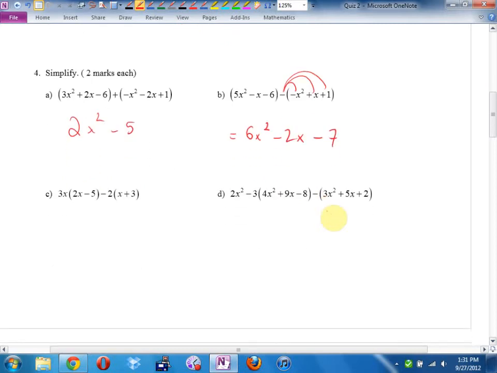C. This one I'm not going to be able to do in one step. First, I got to get rid of brackets and rewrite it. This is going to be 6x squared minus 15x.